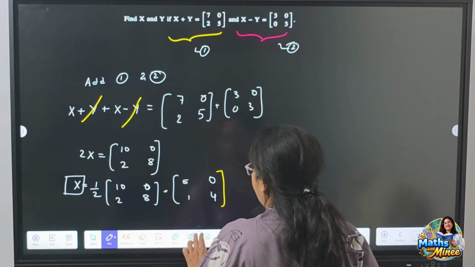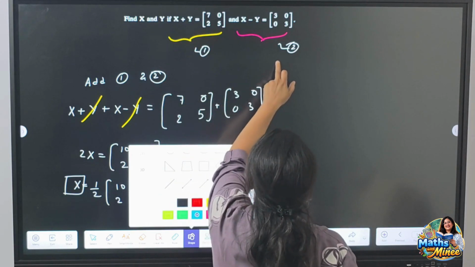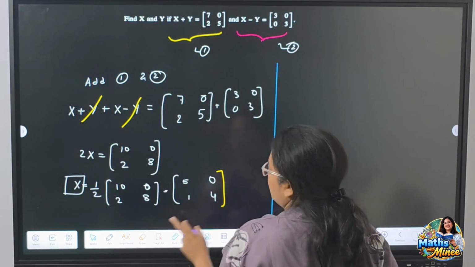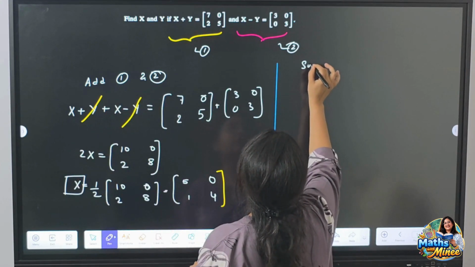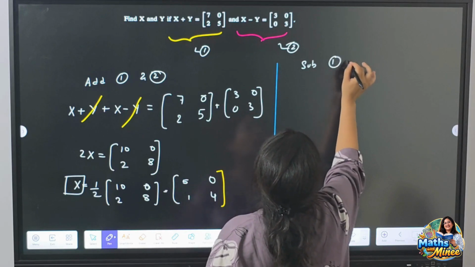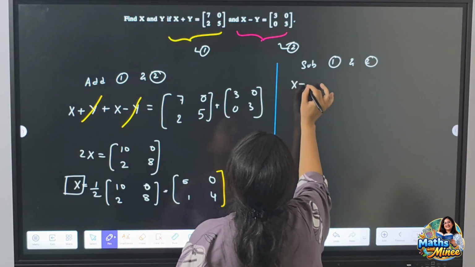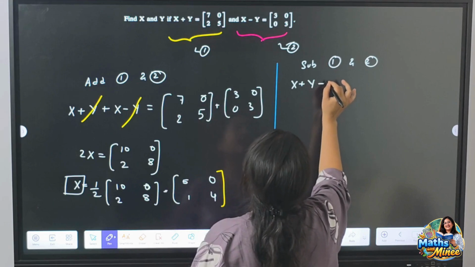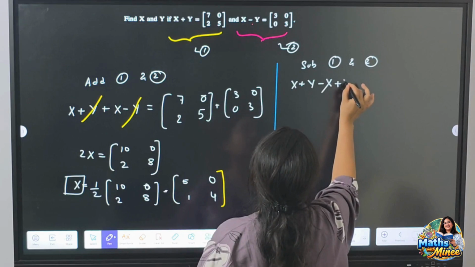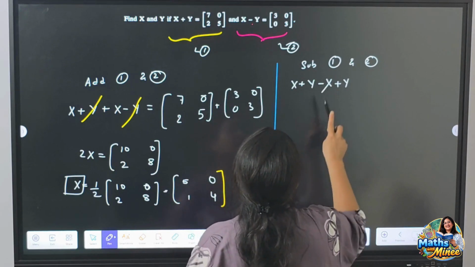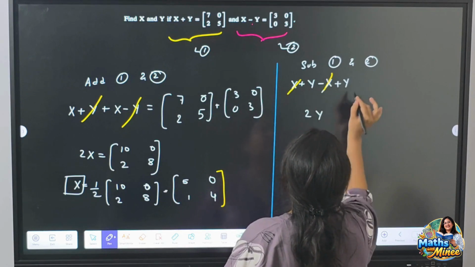Now suppose we want the value of Y, because we have to find out the Y also, right? तो अब हम इस पे क्या करेंगे? यहाँ पे we have added. Now here subtract 1 and 2. So we will write X plus Y negative X. Negative negative will become positive, right? तो यहाँ पे आपका X cancel हो जाएगा. So here it will be 2Y.